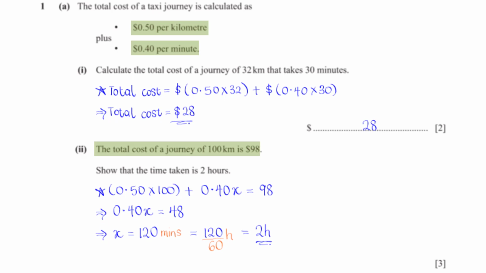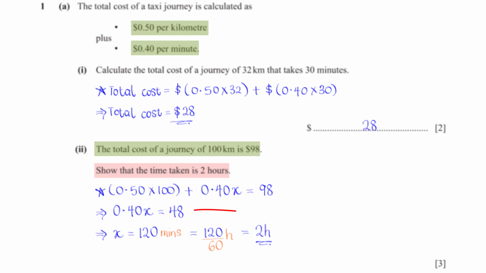The total cost of a journey of 100 kilometers is $98. Show that the time taken is 2 hours. So in this case, we've been given the total cost, which is $98, and we are asked to find the time taken and show that it is equal to 2 hours. And so we have the cost per kilometer, which is $0.50 times the total kilometers traveled, which in this case is 100 kilometers, plus the cost per minute, which is $0.40 times the unknown time taken, which we are representing as x, is equal to 98.